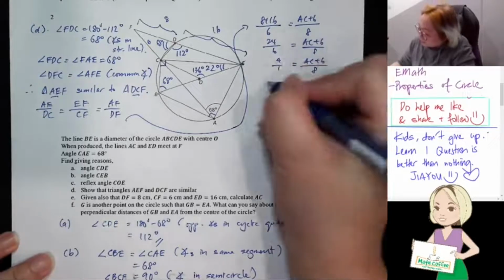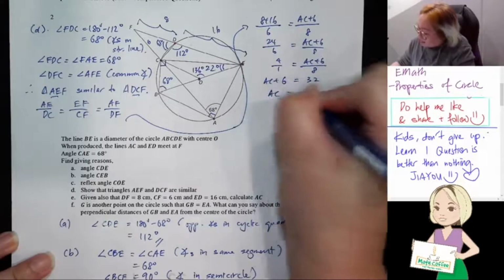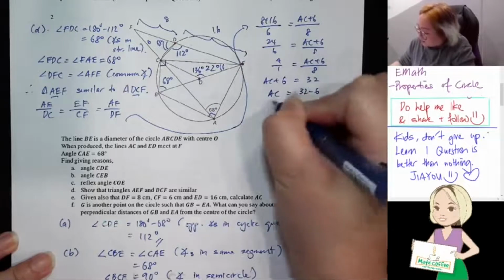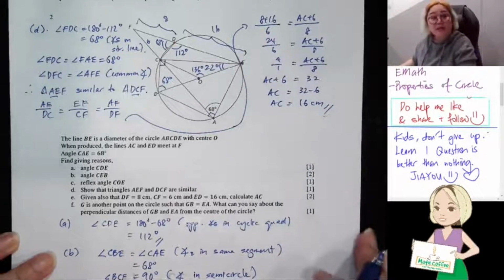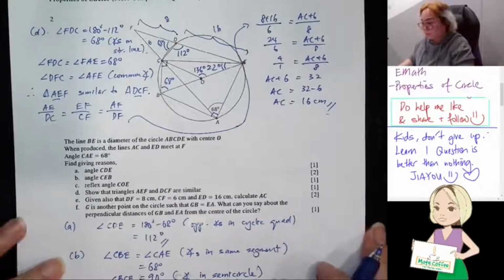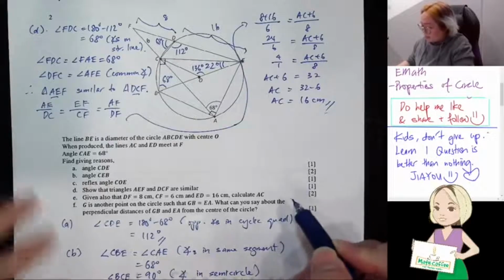Cross multiply. So I have AC plus 6 is equals to 32. So my AC is 32 minus 6. So my AC is equals to 16 cm. Okay, we are done. So we are done with part E.